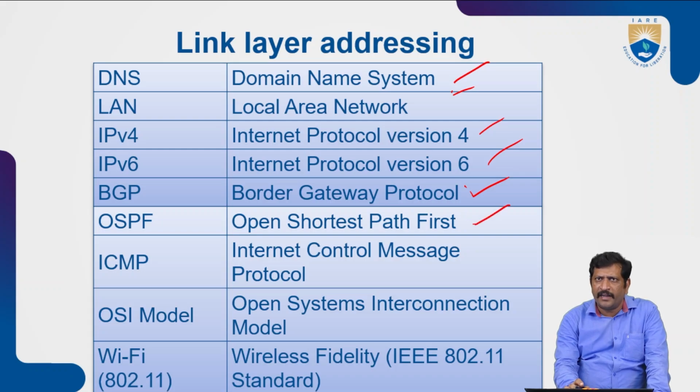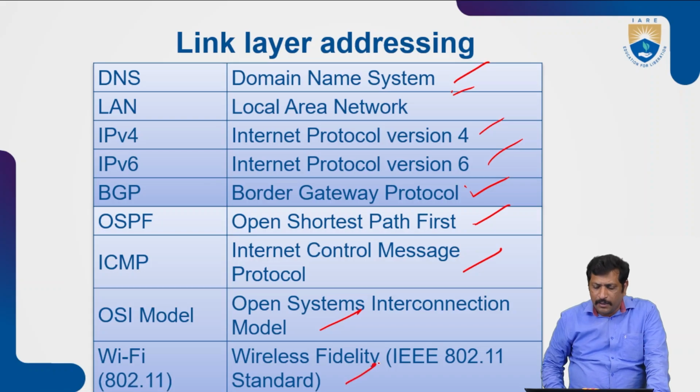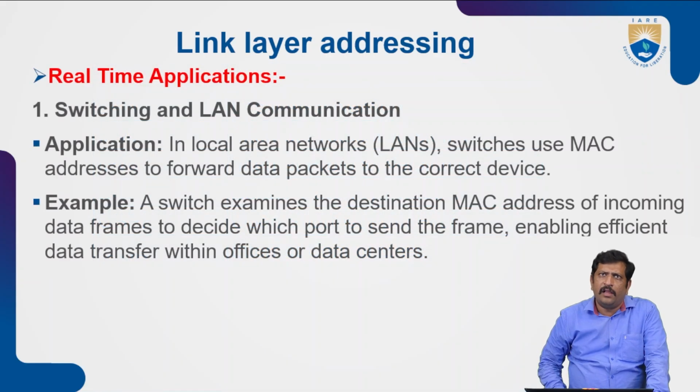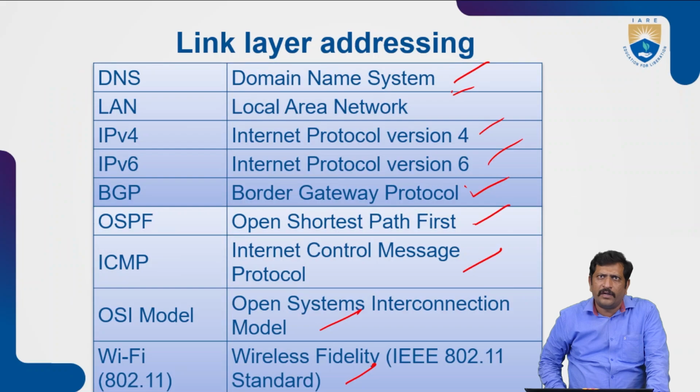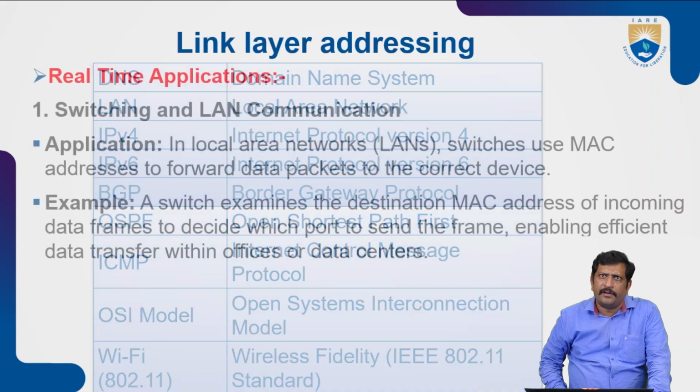ICMP is internet control message protocol. OSI model is the open systems interconnection model. Wi-Fi 802.11 is wireless fidelity, the IEEE 802.11 standard. So these are all the full forms of the terms we have utilized in the comparison of the link layer and the network layer.